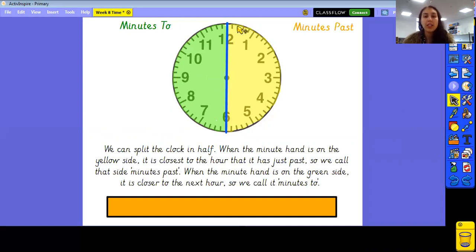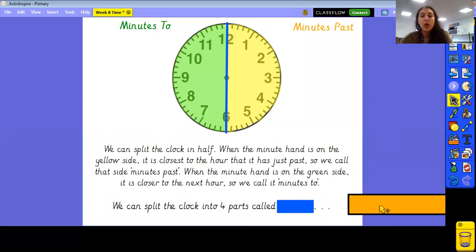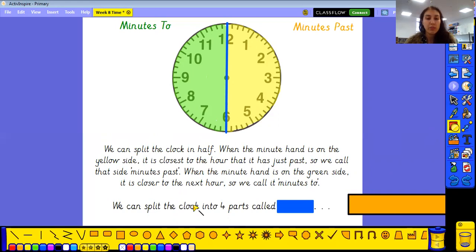So when the blue hand points to a number on this side, we say minutes past. But when that blue hand goes past this 6 and it now starts to go onto that green side, we say minutes to the next hour, because it's now getting closer to the next o'clock. So now we split our clock in half. We can also split the clock into 4 parts.